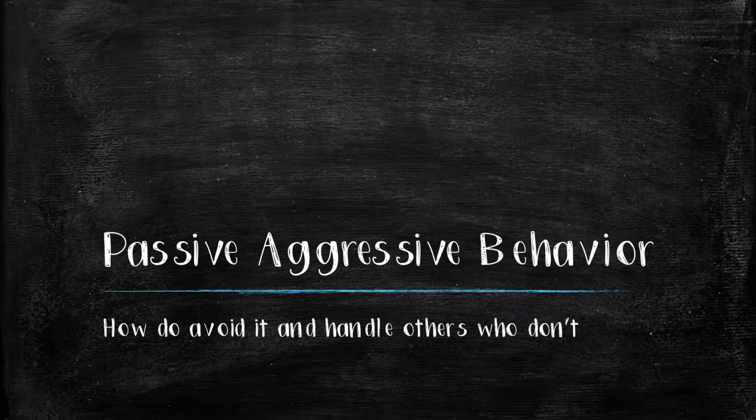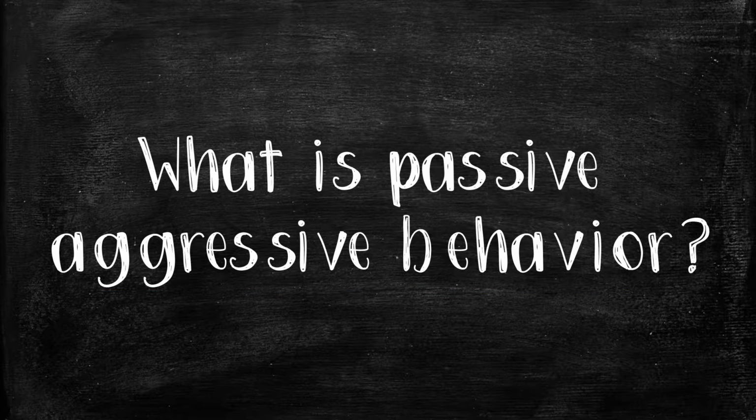Passive-aggressive behavior, how to avoid it and handle others who don't. Passive-aggressive messages are anti-productive behaviors that develop when communication between two people is not honest and straightforward. These behaviors are used to gain control in a relationship. By using vague inferences and confusing language, frustrated recipients become defeated, often resentful.